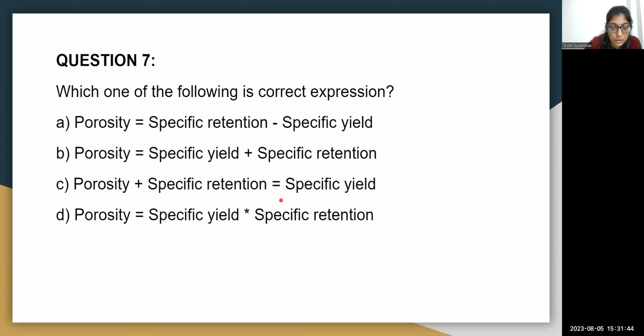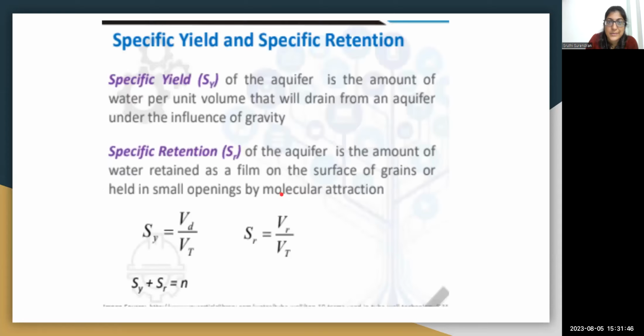Okay, so let's move on to the solution. Specific yield, like I defined earlier, is the amount of water per unit volume of aquifer that is going to drain off under the influence of gravity. So if you take 1 meter cube of aquifer, then how much water is going to drain out of it under the influence of gravity is what you call specific yield.